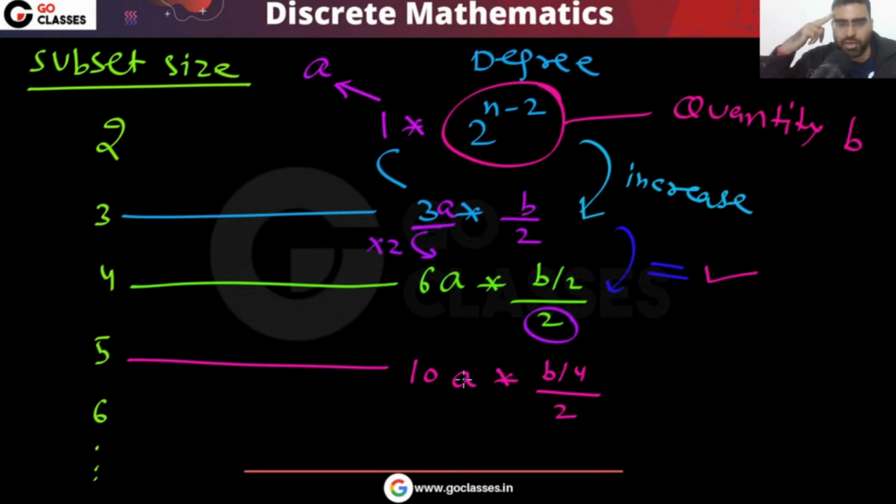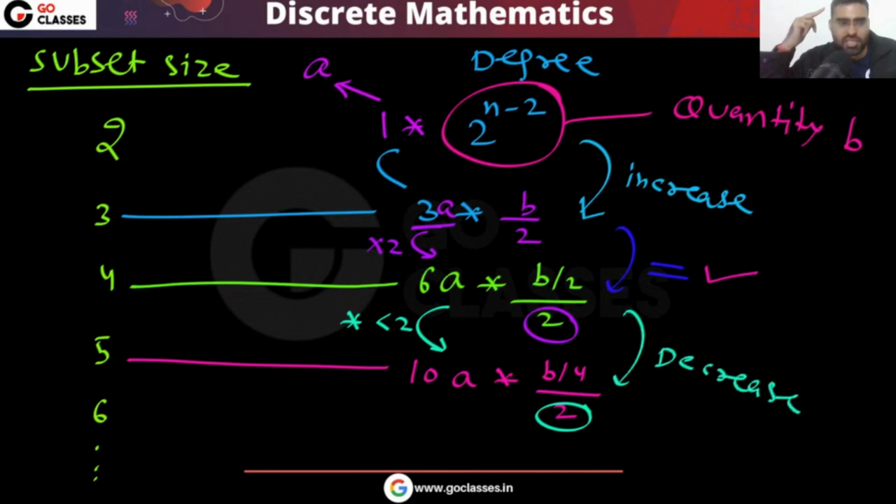Again you are dividing by 2. It's like this. You are dividing by 2, but you did not multiply with 2, you multiplied with less than 2. So can I say this is a decrease? Now this decrease will keep happening. Again the decrease will happen, because you will divide by 2, but you will not multiply with 2. So this decrease will keep happening now.